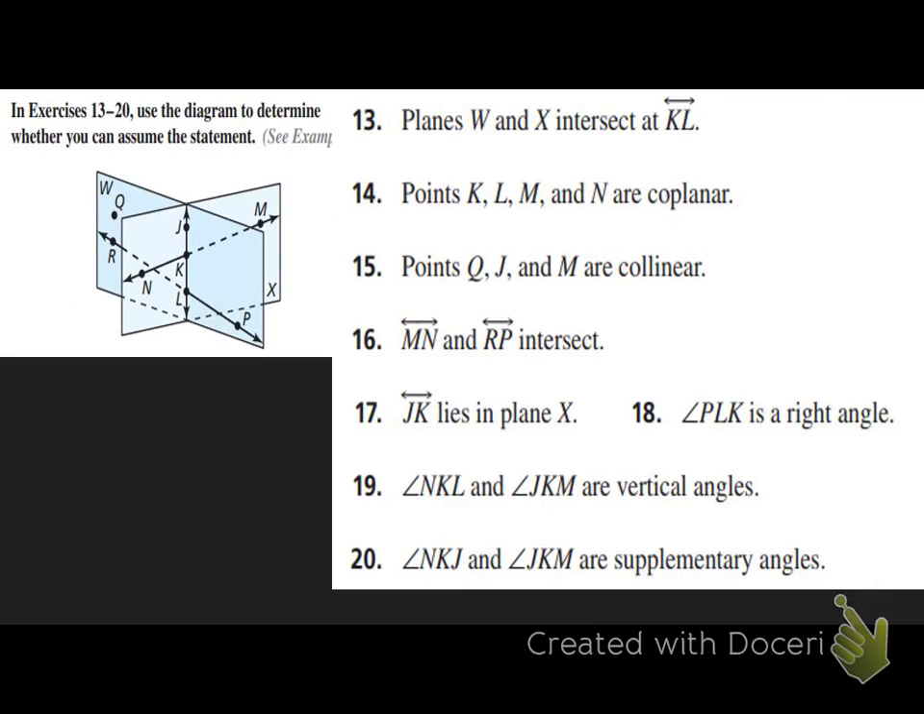All right. This one we're deciding whether you can assume the statement. So this is like what we first did. This is not a multiple choice question. We just say yes or no. Can we assume it? You can write can assume, not assume if you want. We got planes W and X intersect at KL. Do we agree? I agree. So you got plane W and plane X. They intersect at that line in the middle. So I would say yes.